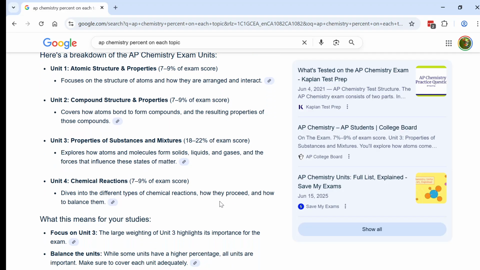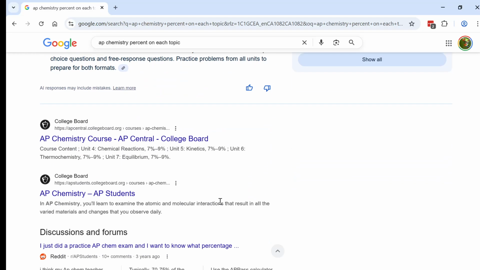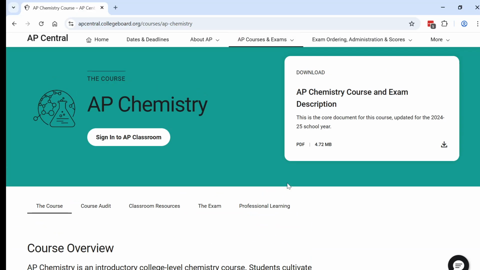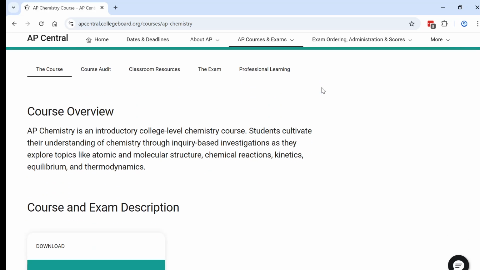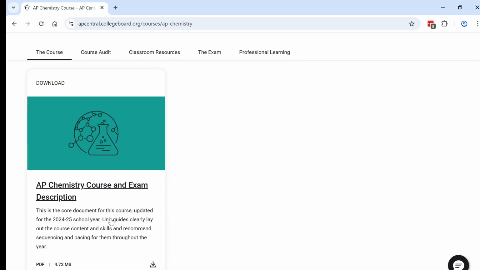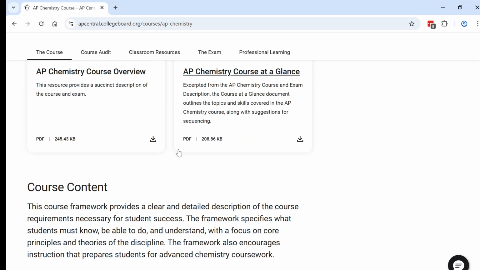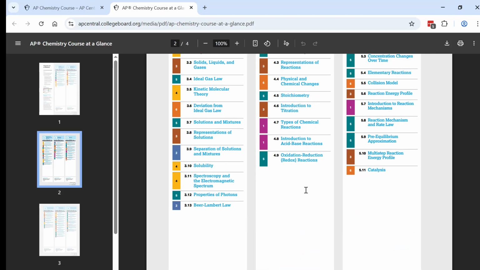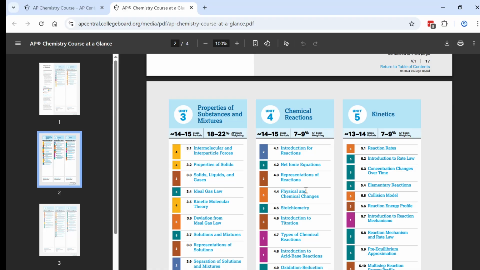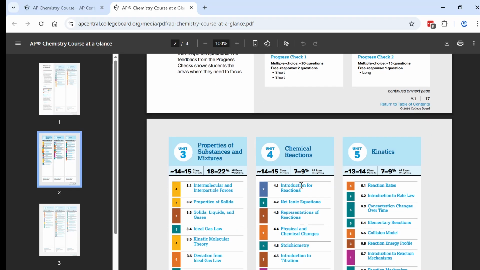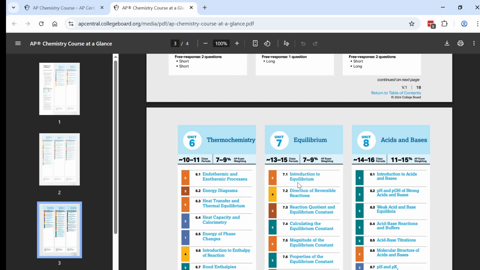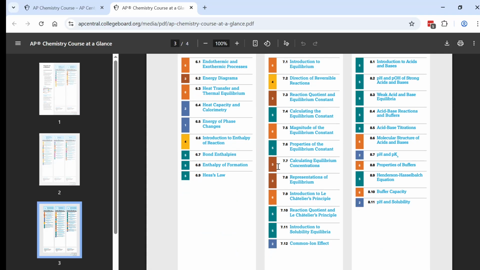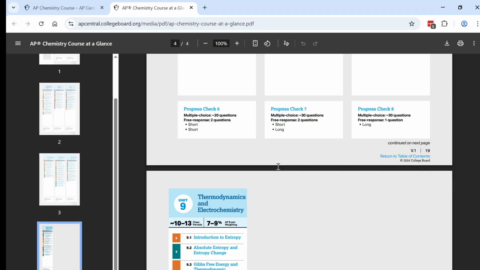Chemical reactions, 7 to 9%. And what happened to the rest of it? I don't know. Exam description, that's what it's called. And you can actually download this whole thing if you want to. AP Chemistry course at a glance. Properties of mixtures, 18 to 22. Kinetics, 7 to 9. Thermochem, 7 to 9. Equilibrium, 7 to 9. Acids and bases, 11 to 15.